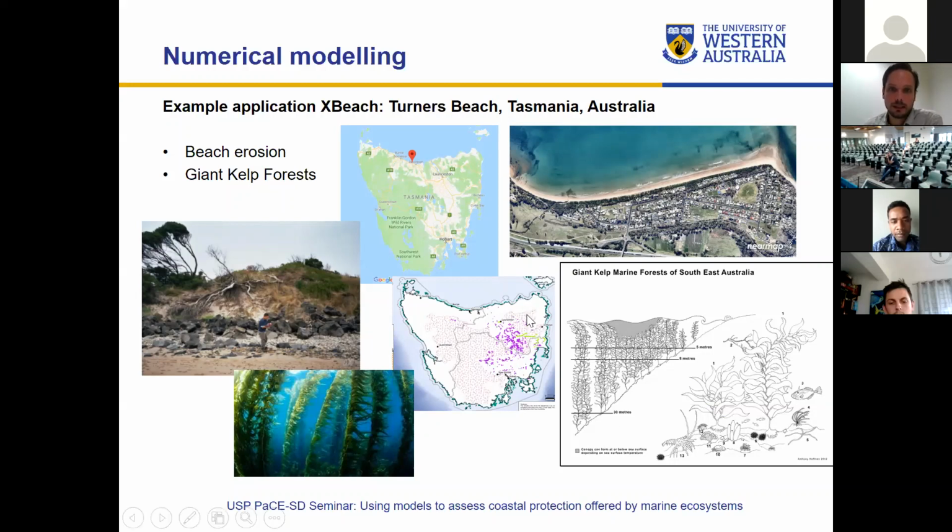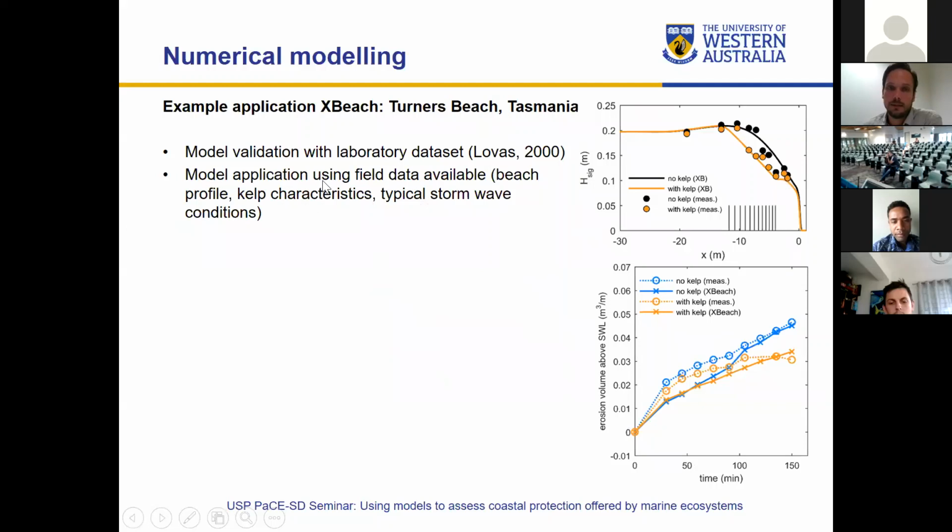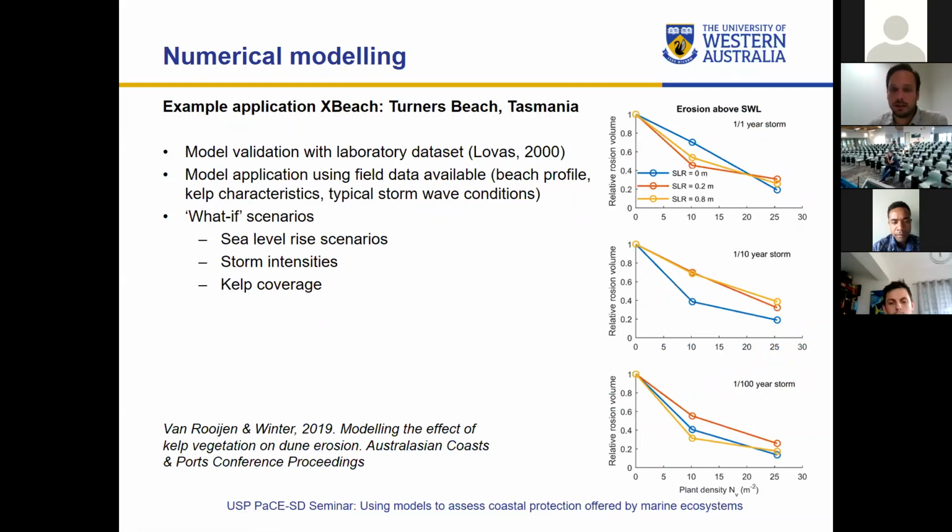So this is a nice case study where there was some data available. There was not really any hydrodynamic data or sediment data. So we did some validation with a lab data set that was done using artificial kelp, essentially. And then we saw the waves were well represented by the model, and the dune erosion that was found in the lab experiments was reasonably well predicted by XBeach. And then we just got the field data that was available, so beach profiles, kelp characteristics, typical storm conditions, and just ran a number of what-if scenarios.